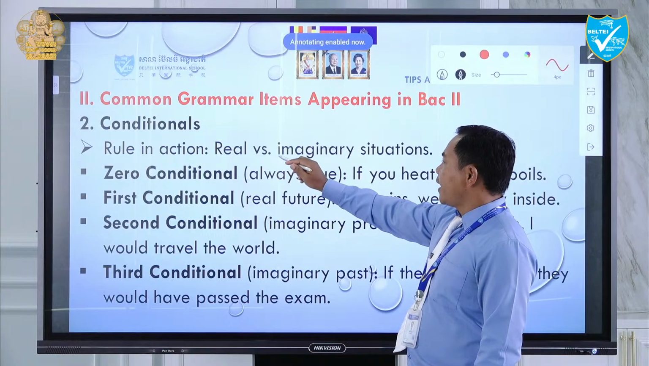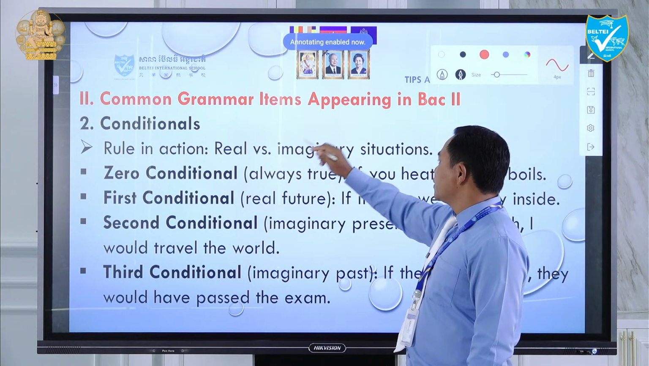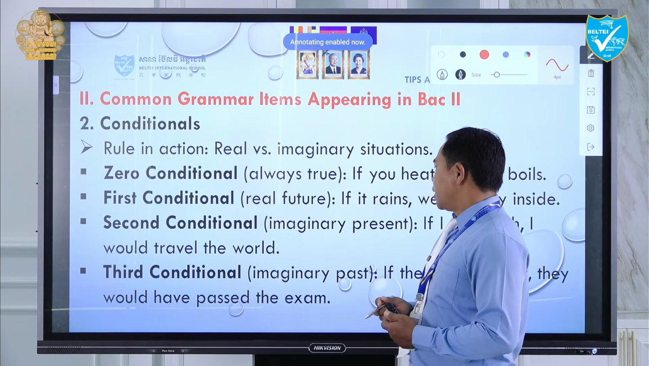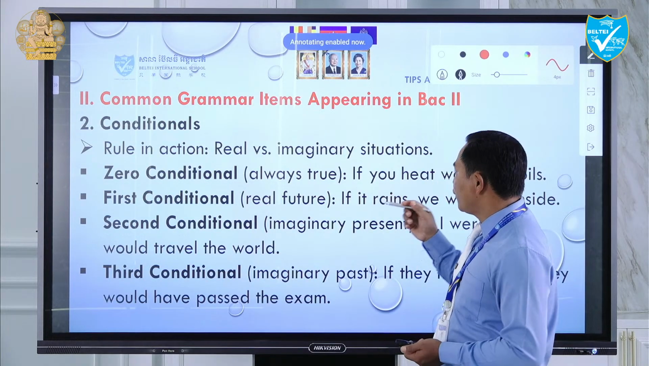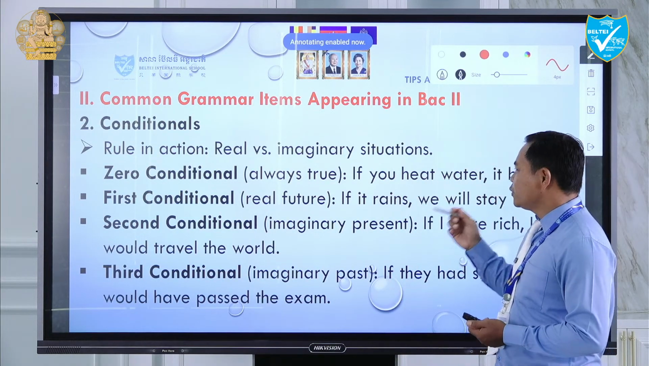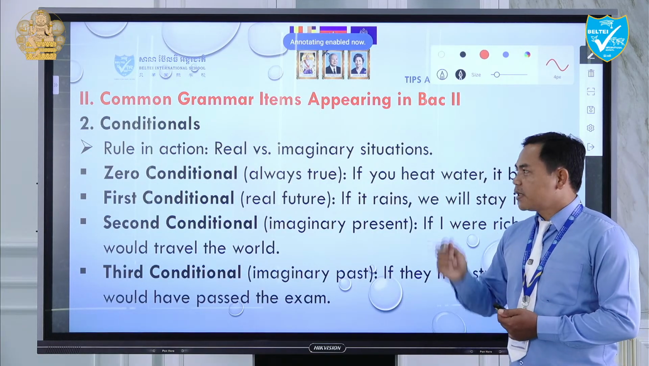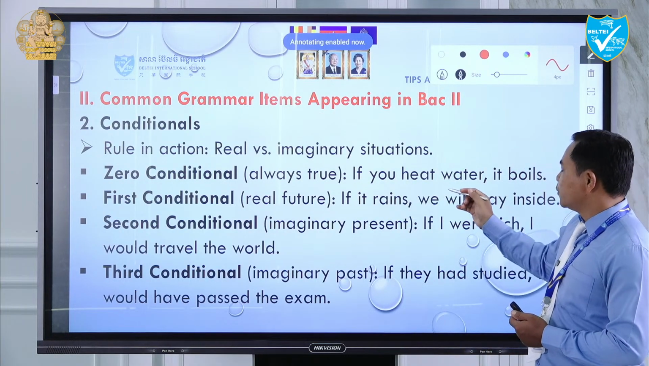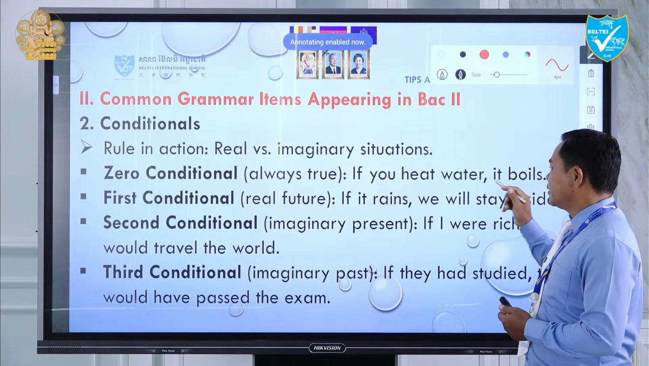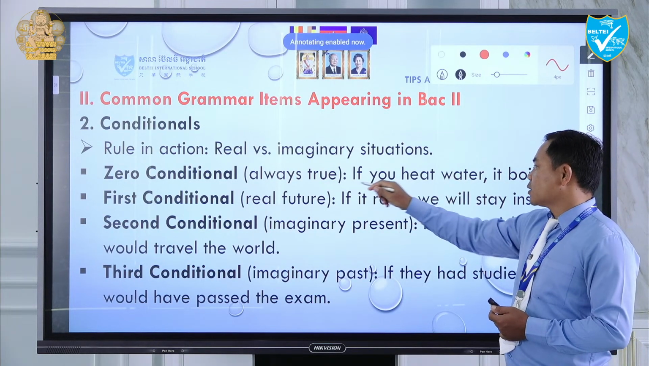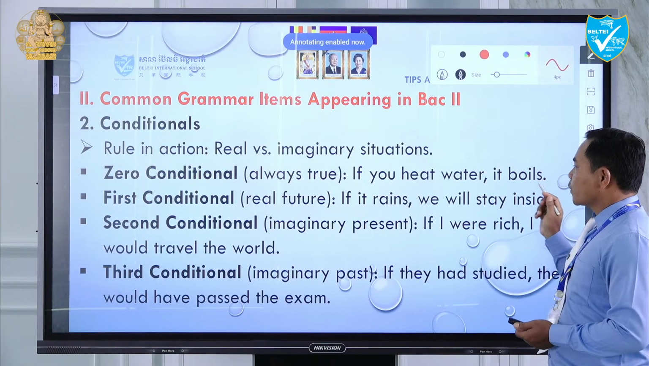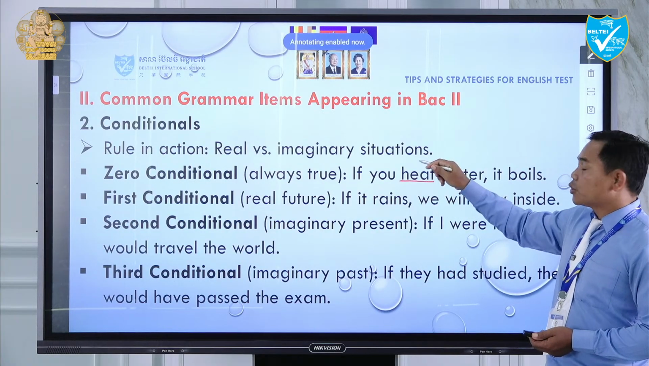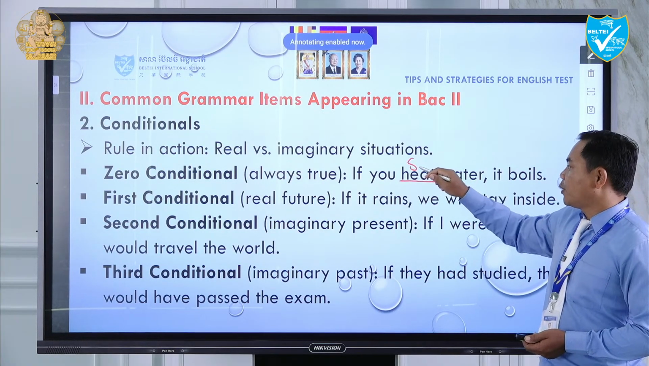For the rule in action, it can be a real versus an imaginary situation. In the zero conditional, it is always true in the present. And how do you do this grammar section with zero, first, second, and third conditionals? I suggest you read the sentence by checking the if clause and the main clause. In the if clause of the zero conditional, we use present simple tense, or simple present.